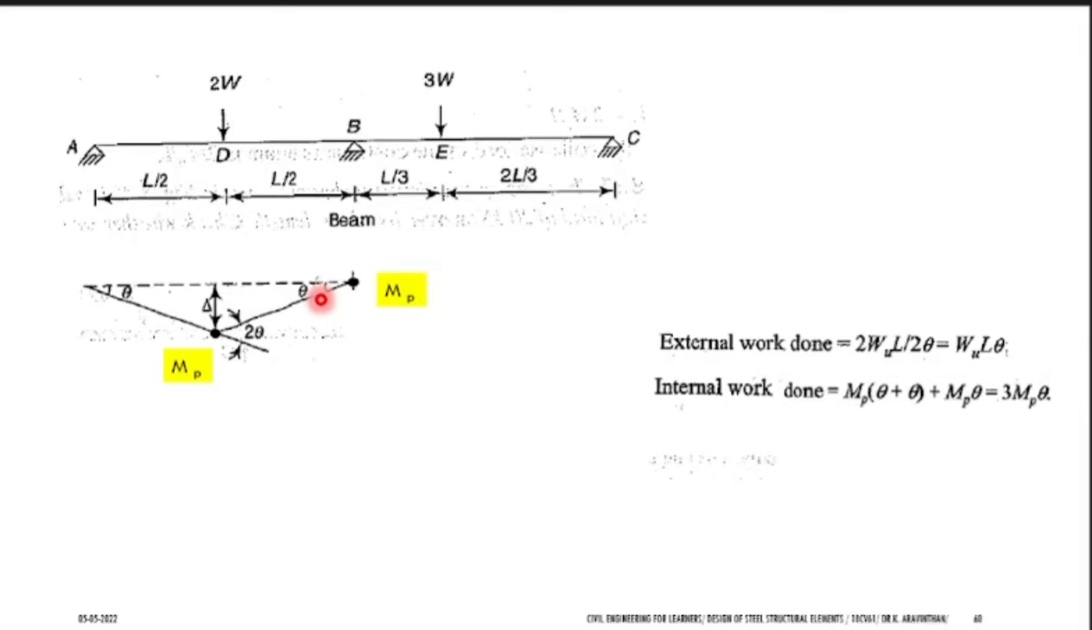Now you equate internal and external work done, and you will get W. What is the answer? You equate these two, you will be getting W. WU is the ultimate load. So theta and theta will get cancelled. WU equal to 3 MP by L. This is your first mechanism.